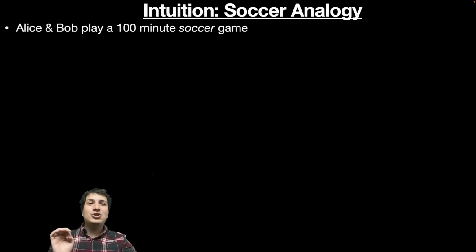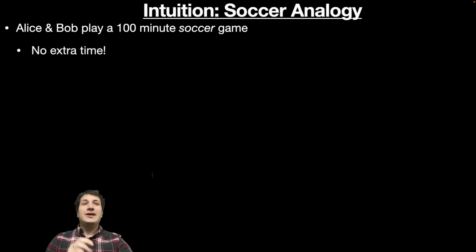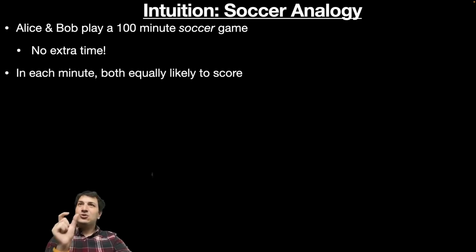Okay, here we go. Imagine Alice and Bob are playing a soccer game. Most soccer games are 90 minutes long. We're going to make this one 100 minutes long so it matches the number of coin flips in our problem. And we're going to very carefully enforce that there's no extra time. So in a real soccer game, sometimes they add time at the end. For us, 100 minutes exactly, and then it's over. In every individual minute, we're going to say Alice and Bob are equally likely to score. So in minute 47, who's going to score? Could be Alice, could be Bob, equally likely.